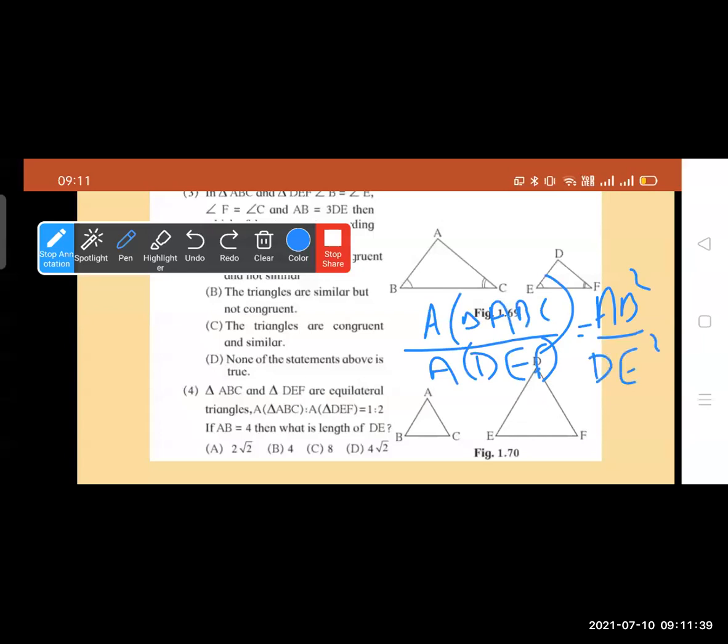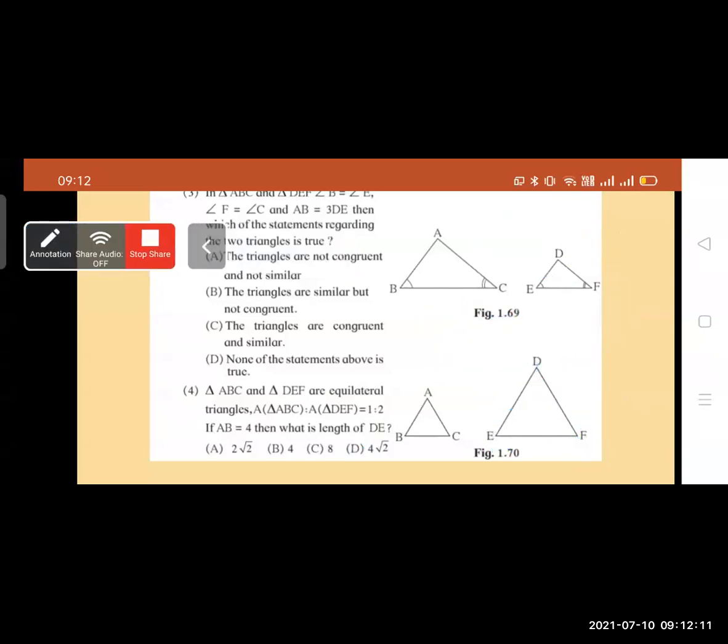You apply this formula, then substitute 1 by 2, and AB is equal to 4 squared, and DE as it is. Now next step, taking the square root. If you take the square root, you get 1 by root 2 is equal to 4 by DE. Cross multiply, so DE is equal to 4 root 2. So D is the correct answer, that is 4 root 2. So here we solved our fourth question.